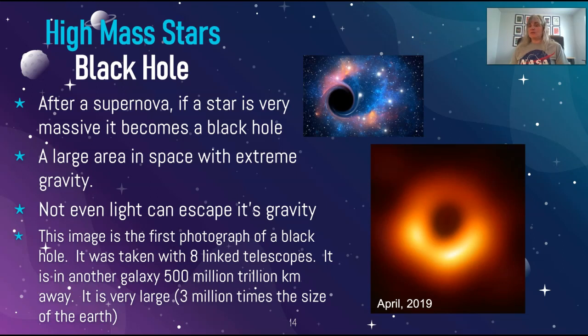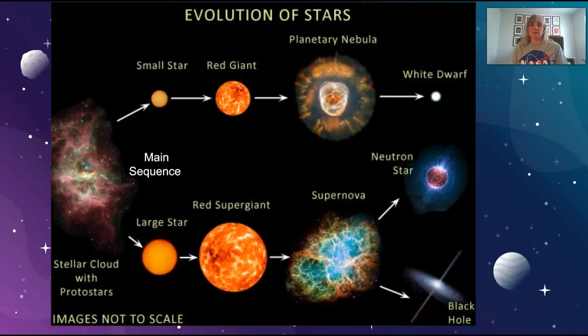So scientists know that these black holes exist, but they're hard to get an image of. Obviously, they're black. They're very large, and sometimes very far away. So anyway, this is our first image of a black hole. Only a very small percentage of stars will become a black hole.